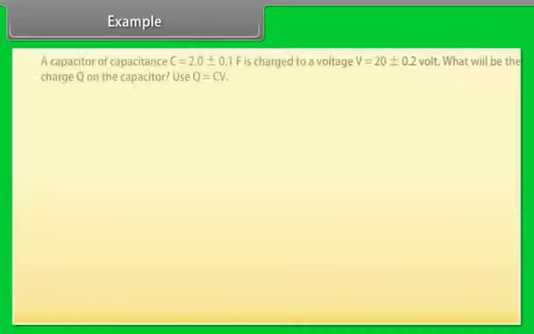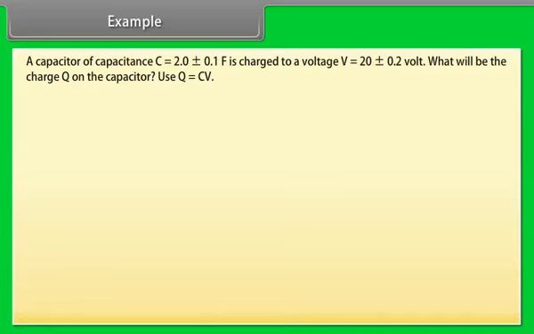Example. Let's take an example of errors. A capacitor of capacitance C equal to 2.0 ± 0.1 microfarad is charged to a voltage V equal to 20 ± 0.2 volt. What will be the charge Q on the capacitor? Use Q = CV.